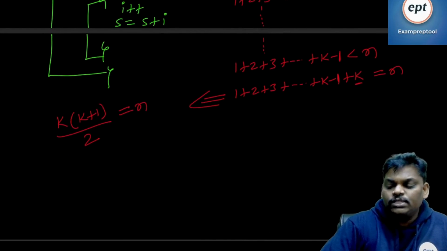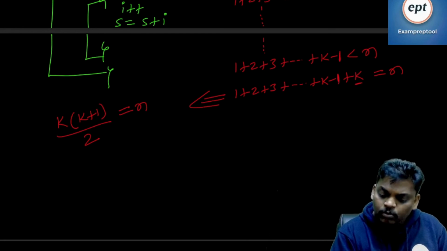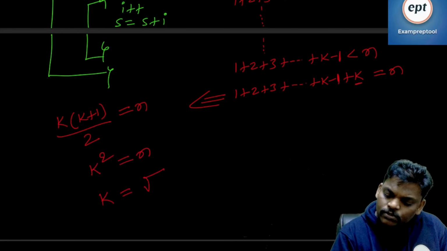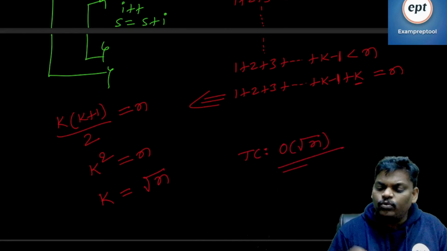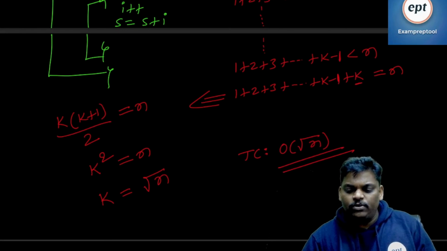On the left side you see the sum of k natural numbers. Sum of n natural numbers is n into n plus 1 by 2, sum of k natural numbers is k into k plus 1 by 2. Forget about small constants. This is almost equal to k square is equal to n. This is almost equal to k is equal to root n. So the time complexity of this program is going to be order of root n. Big O of root n, order of root n, both are similar. It is a nice problem, so that is the reason I want to explain it to you.